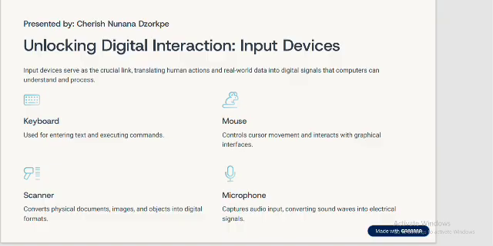So basically, that's the function of the microphone.